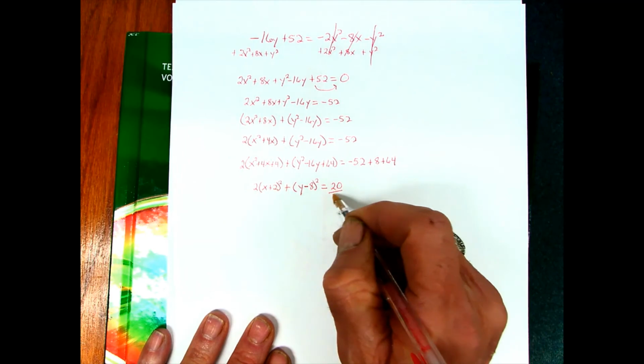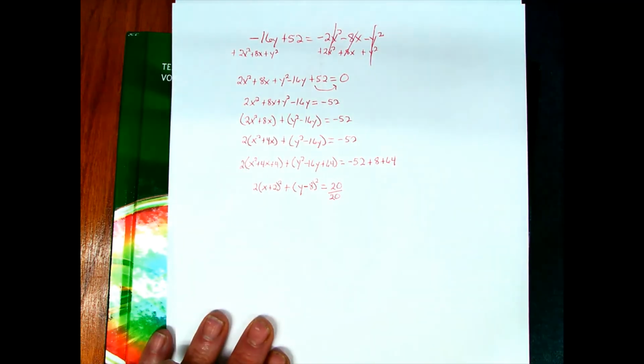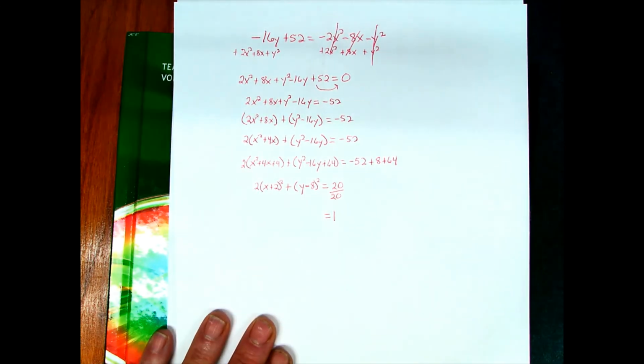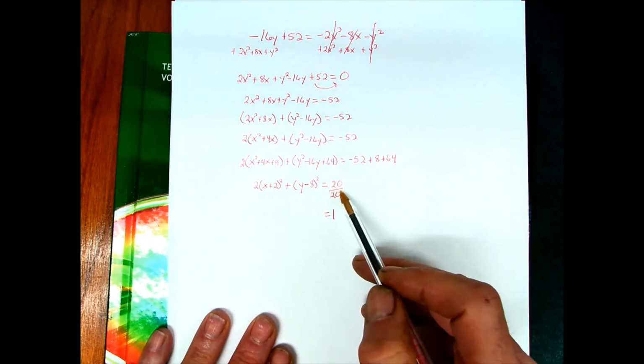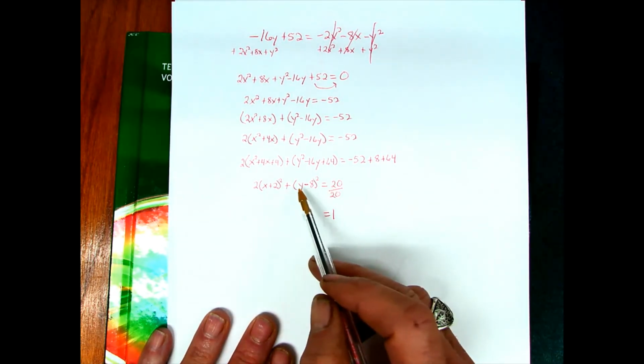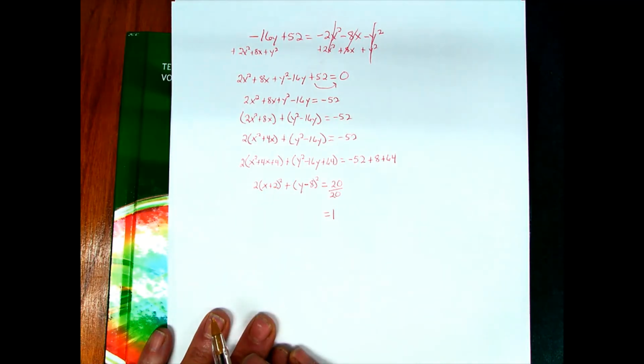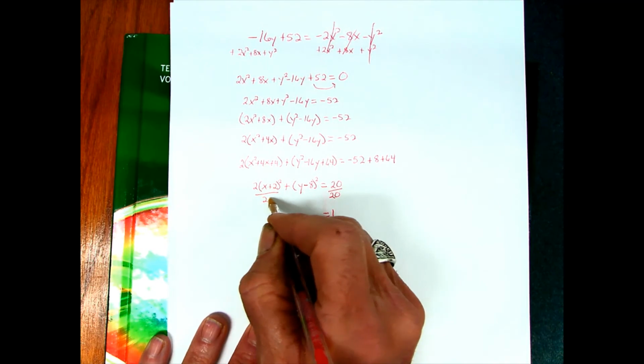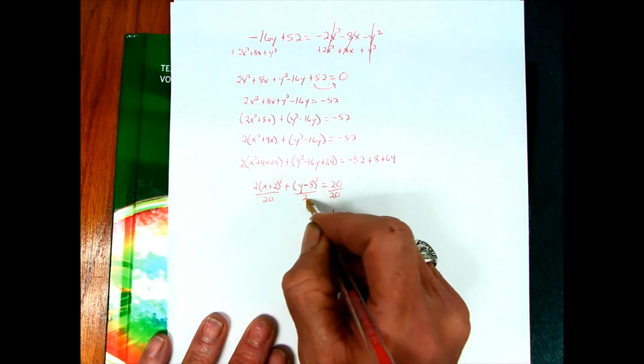Well, I can divide this by 20. 20 divided by 20 equals 1. But if I divide this side by 20, I've got to divide this side by 20. So we are going to do that as well. Divided by 20, divided by 20.